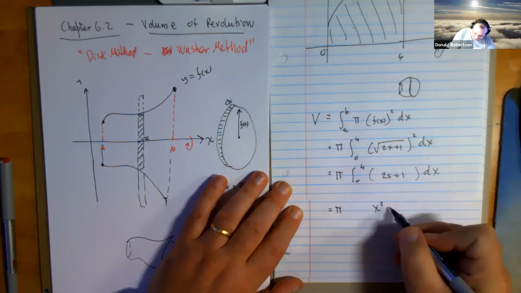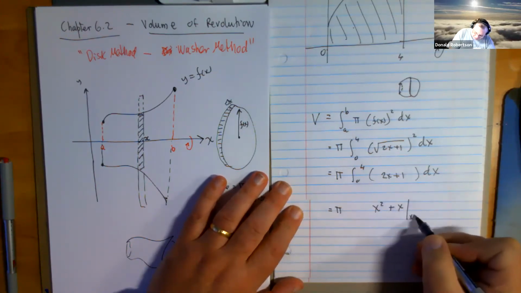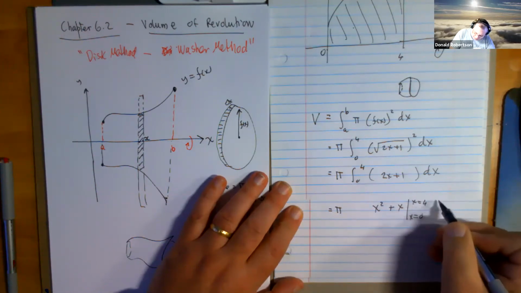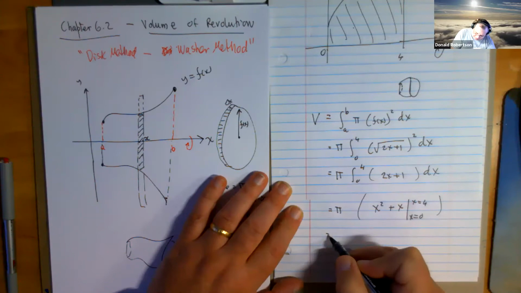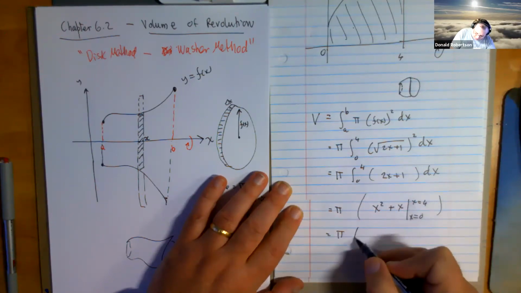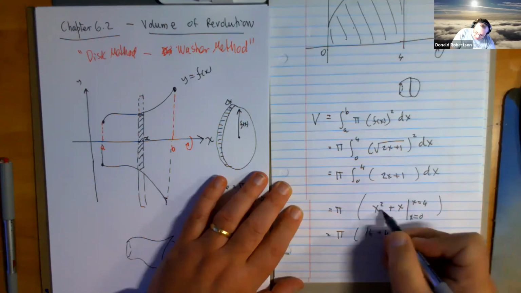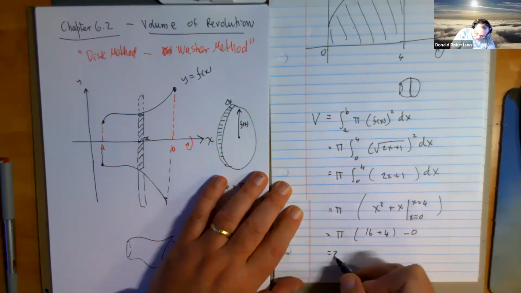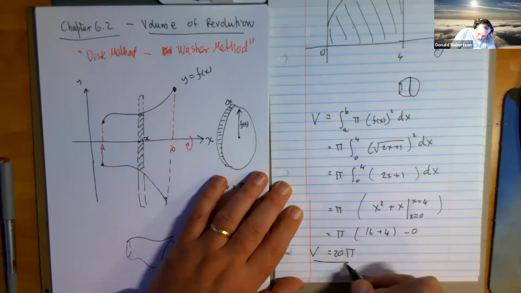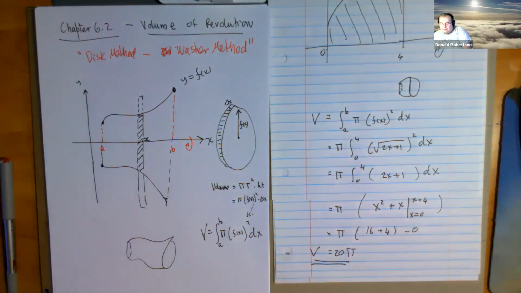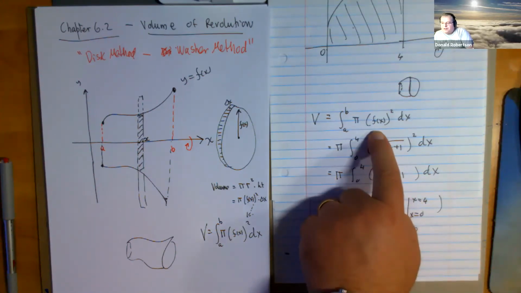So, power rule: 1 becomes 1x, evaluated at 0 and at 4, and then multiply it by pi. Plug in 4, you get 16 plus 4. Take away a whole load of nothings. pi. Kind of cool? Single function being rotated about the x-axis. That's your guy.